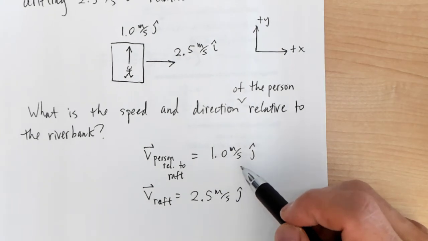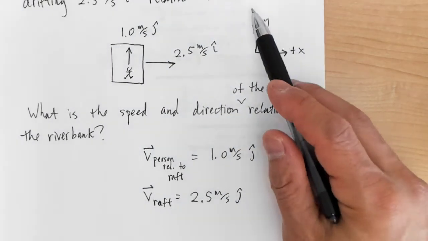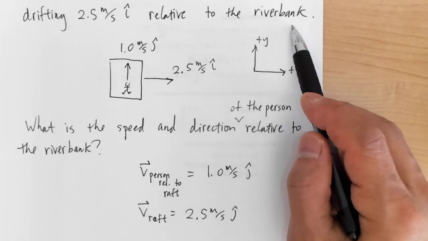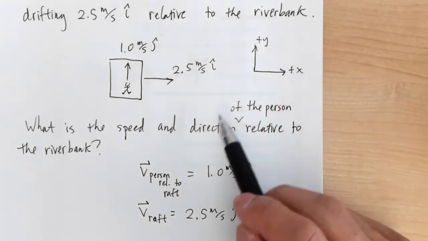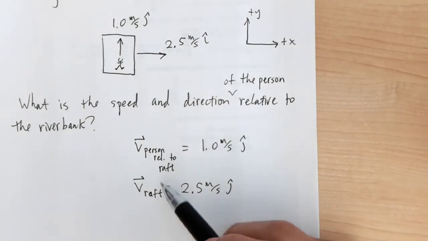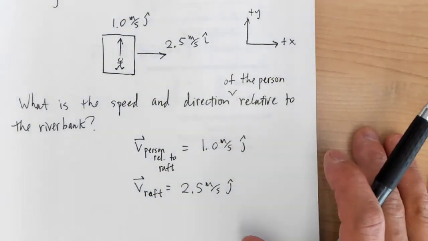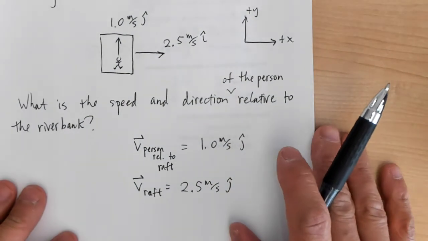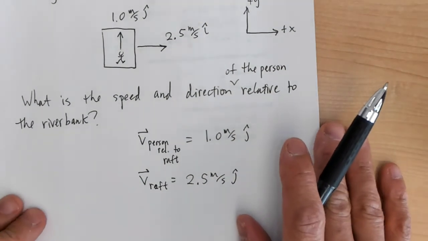Now you might be asking the question, what about the riverbank? Well, the thing is the riverbank doesn't move. So I'm not bothering saying anything relative to the riverbank. We're just saying that's the velocity of the raft, and so it's implied it's relative to something that's not moving, which is the riverbank. Okay?